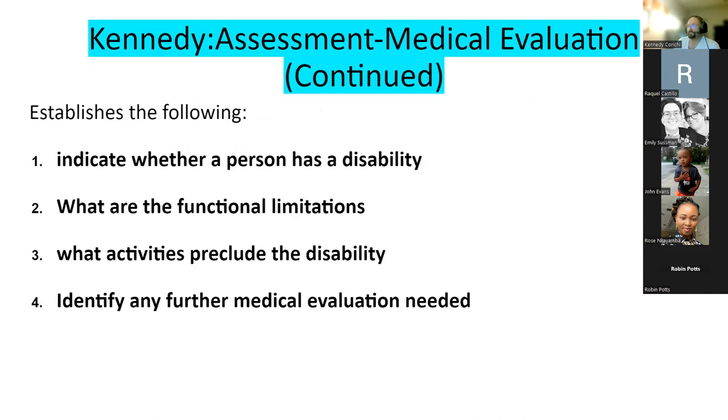With that too, it establishes whether or not somebody has a disability. So going back to that child that the school counselor, we'll say Raquel, just throwing a name out there, referred a child to, and she got an overall psychological evaluation, and they say, you know what, she does have symptoms that are closely related to autism disorder. She's able to do X, Y, and Z. She's not able to do X, Y, and Z at the moment. With that, if it's a physical disability, what activities preclude the disability, or what was she able to do before she was disabled, and any type of further medical evaluation needed. Okay.